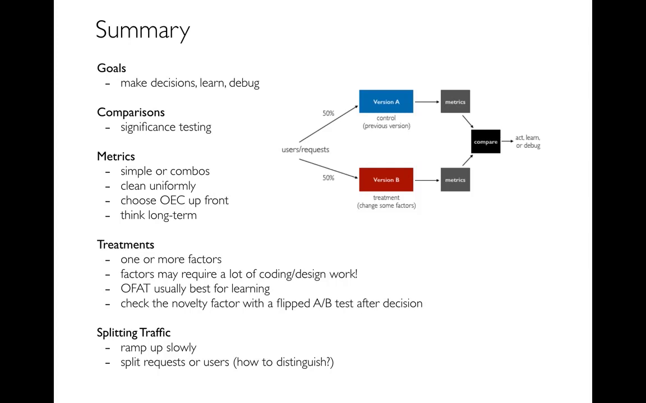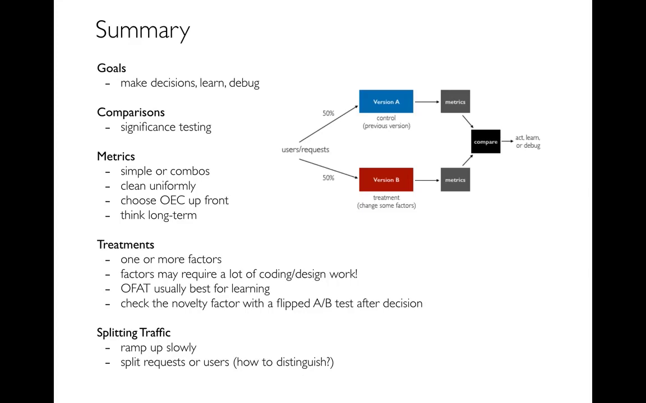A couple of lessons there. One is that we want to always ramp up slowly. It's possible that version B is horrible and it's going to lose us a bunch of money and customers, and we want to detect that early and not run our full experiment. Often you're running a business and you care more about that than about what you're learning. Maybe that's your goal.